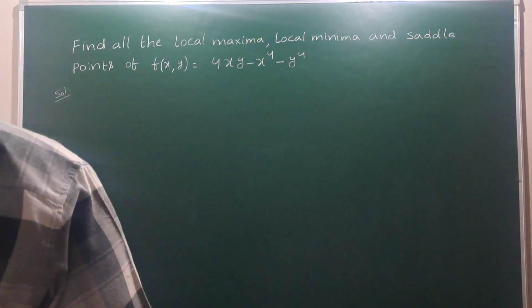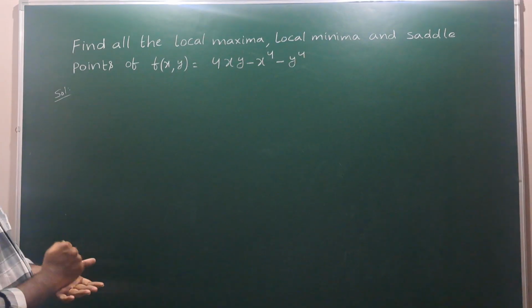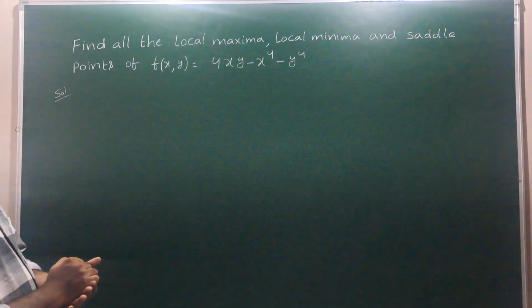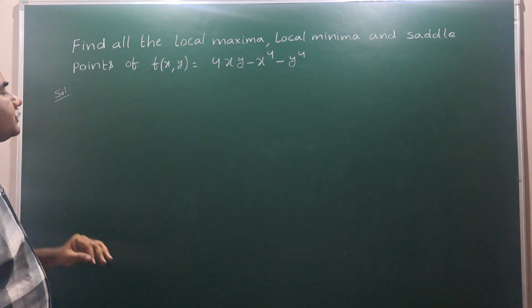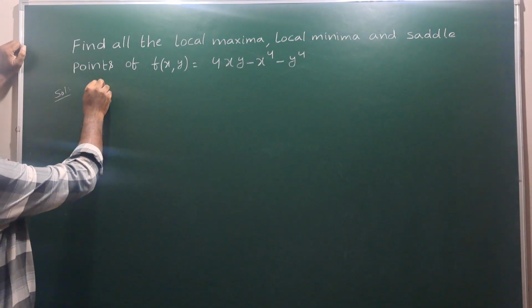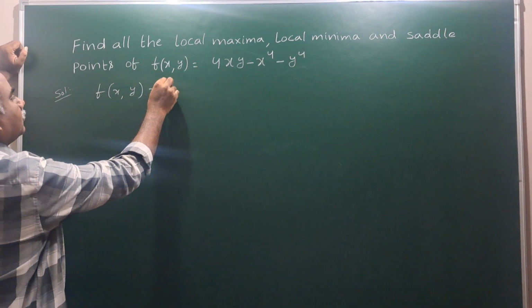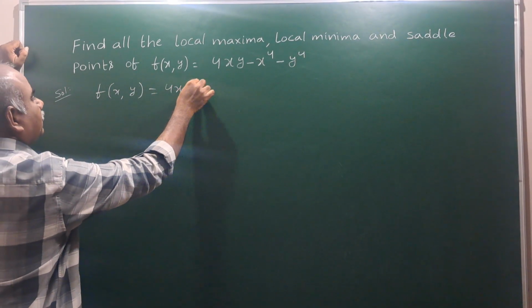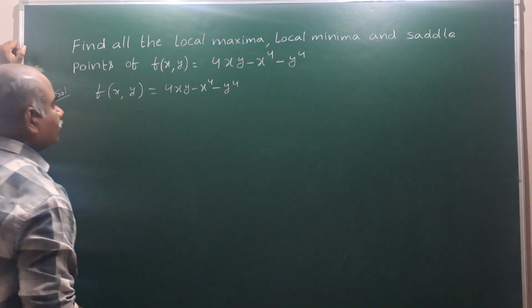Next one, find all the local maxima, local minima and saddle points of the function f(x,y) is equal to 4xy minus x power 4 minus y power 4. Okay. So first of all, write the given function. The function is like this: f(x,y) is equal to 4xy minus x power 4 minus y power 4.